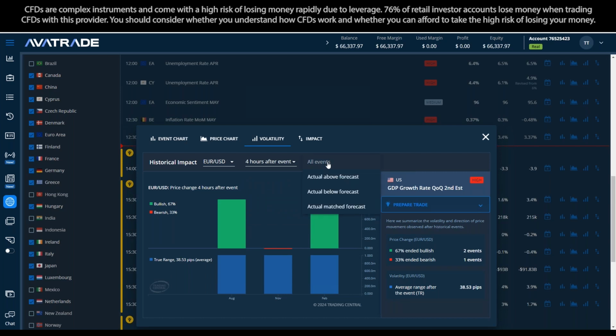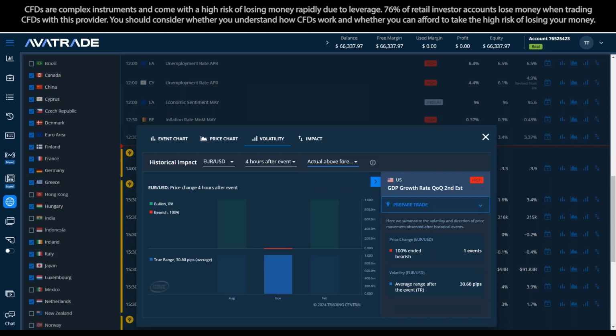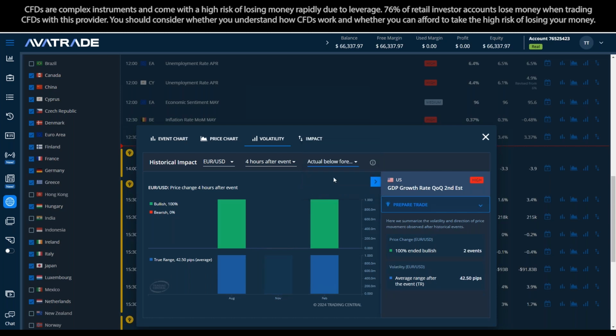For example, if the GDP numbers have come in above forecast, then it only happened once, and the movement was down approximately 30 pips after 4 hours. Okay? So what that's saying is the USD strengthened if these numbers came in better than expected. That confirms maybe what you would have thought should have happened. If these numbers come in lower than expected, then it must be the opposite, right? Not always, but in this case, yes.